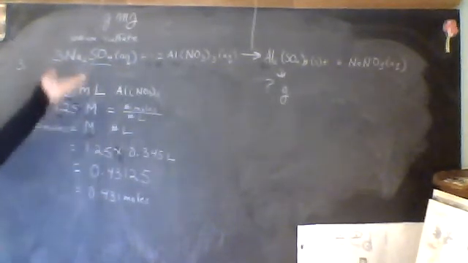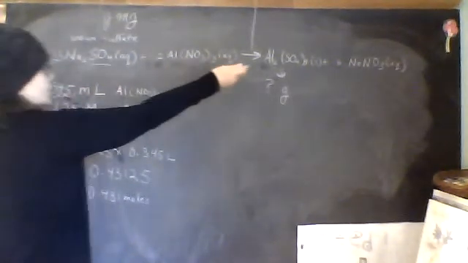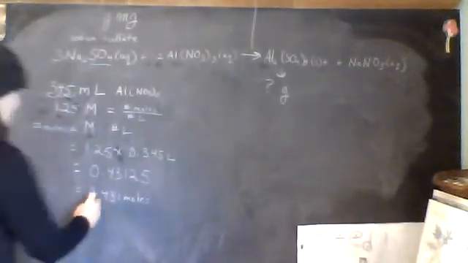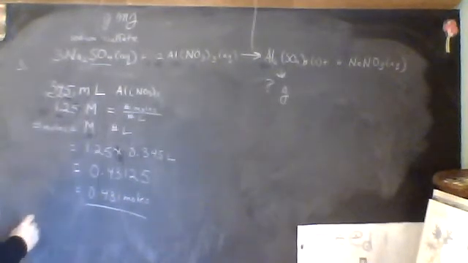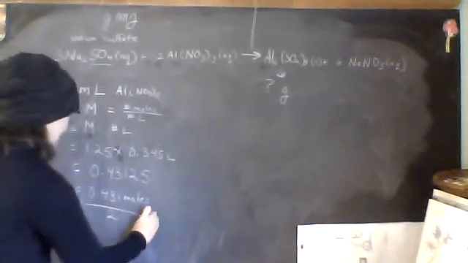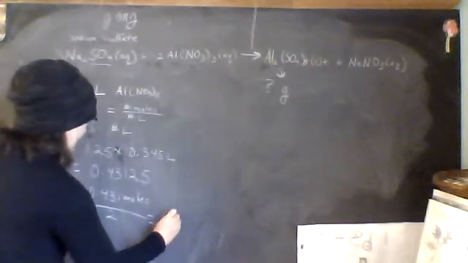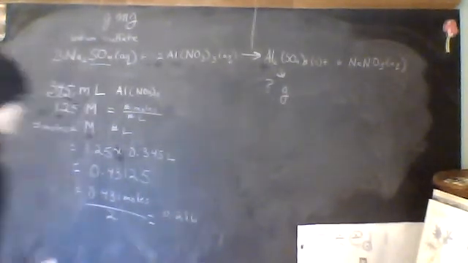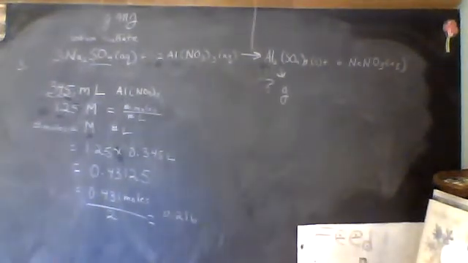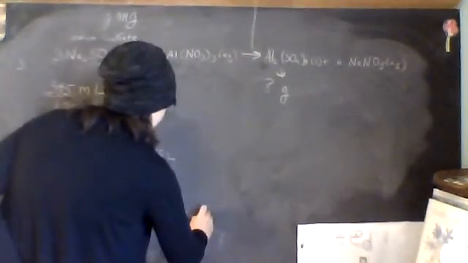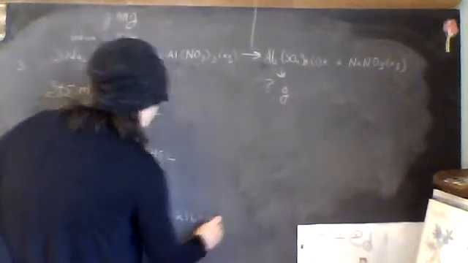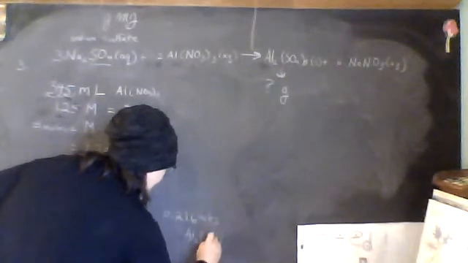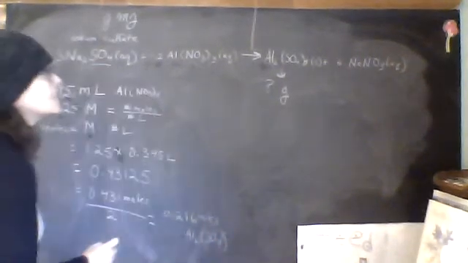Since I can figure out then how many moles of that am I using? It's 2 to 1. So I'm going to divide this by 2. That will give me 0.21555. I'm going to call it 0.216, because I only want to use 3 significant figures. Okay, so I have 0.216 moles of aluminum sulfate.